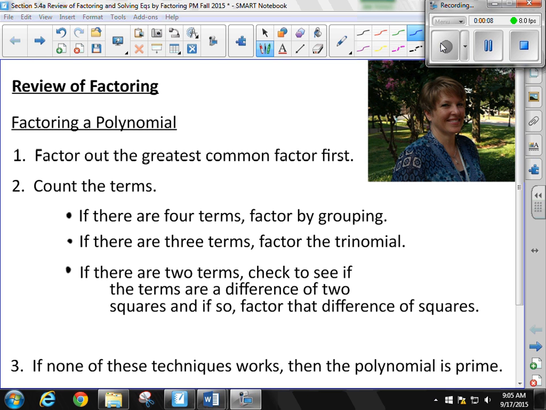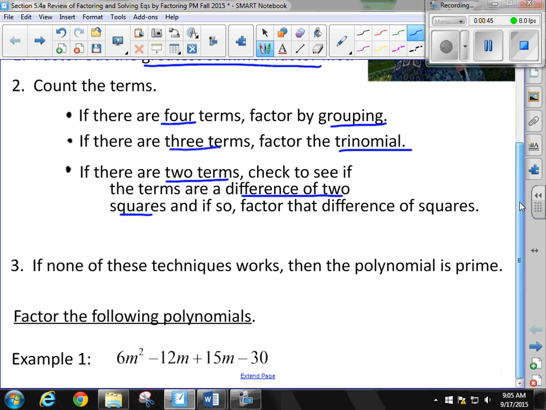When you factor a polynomial, the first thing you want to do is look for any greatest common factors that the polynomial has. Then count the terms. If there are 4 terms, factor by grouping. If there are 3 terms, factor the trinomial. And there are a couple of techniques for doing that: if the leading coefficient is not 1, if the leading coefficient is 1, and if we have a perfect square trinomial. And then if there are 2 terms, check to see if you have a difference of 2 squares, and if so, factor that. Remember, a sum of 2 squares will not factor. If none of these techniques works, then the polynomial is prime.